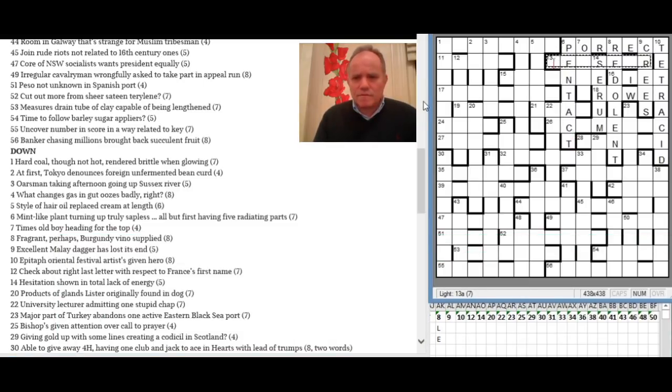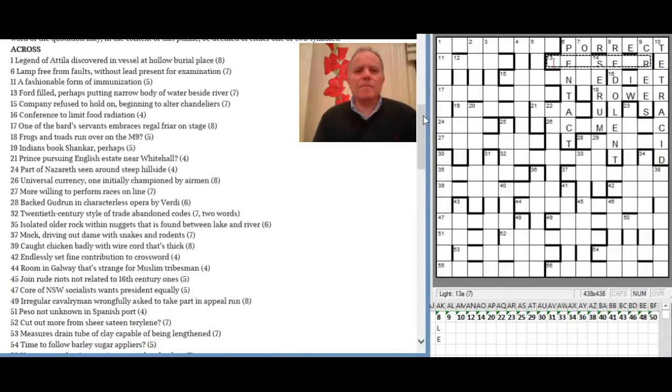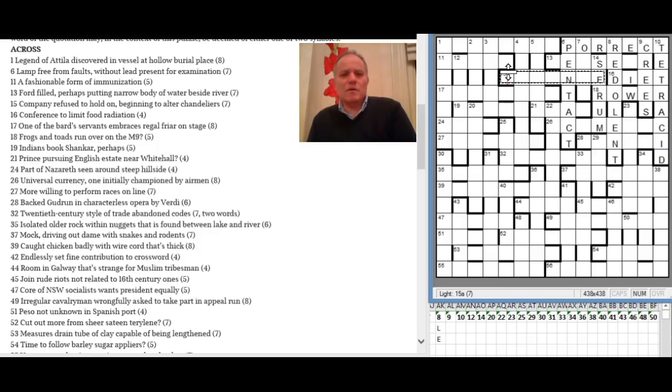What sort of row or narrow before the body of water? Ford, field. Doesn't feel like a proper definition, but I don't know what would be. 15 across. Company refused to hold on, beginning to alter. Right, let's try coronae, which might be chandeliers. I think CO for company, and then RE is holding on and beginning to alter, which is A. So therefore, refused, we would have to take 3 letters out of, and it concludes RE. Why would that be RE?